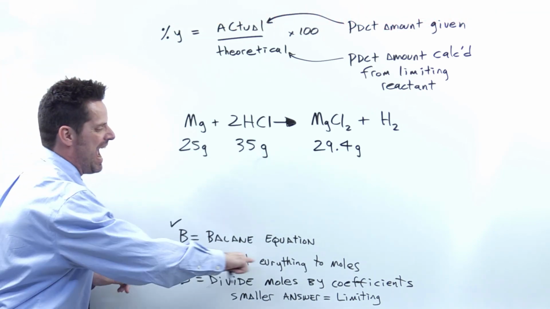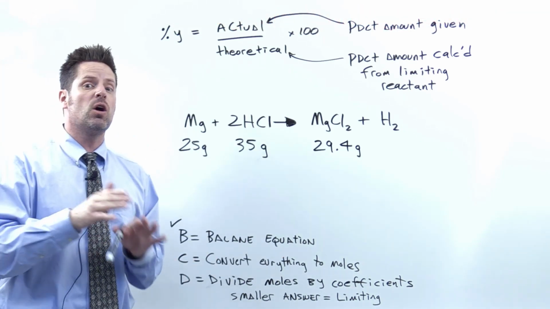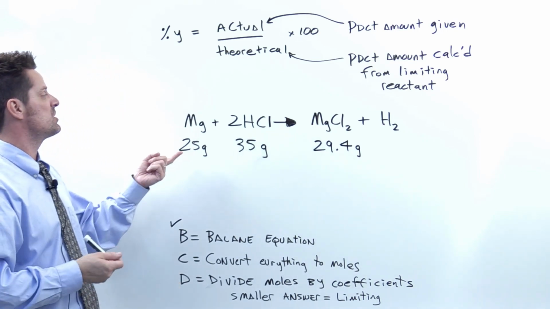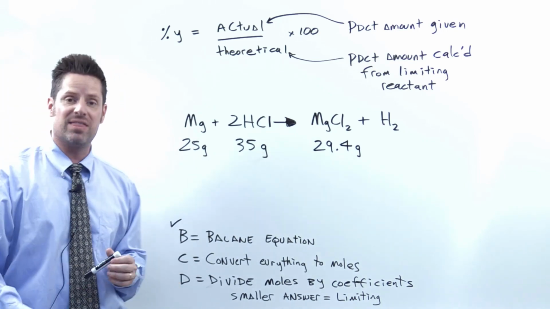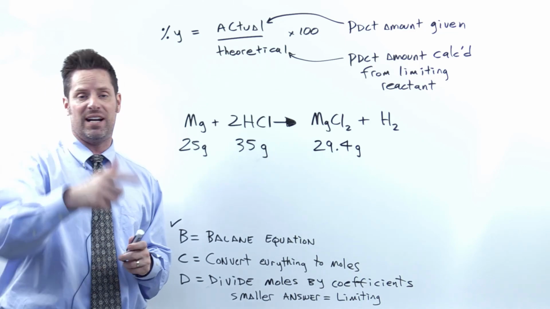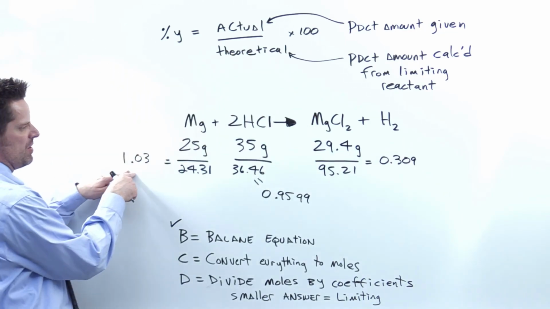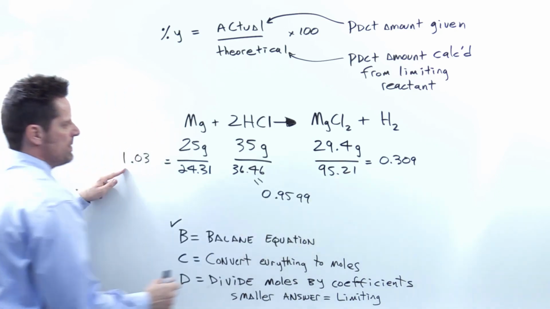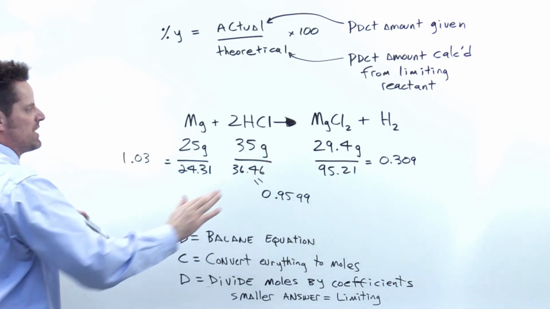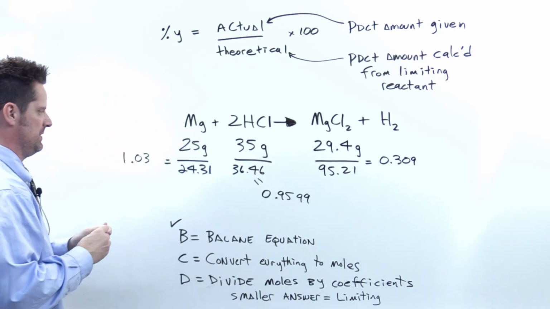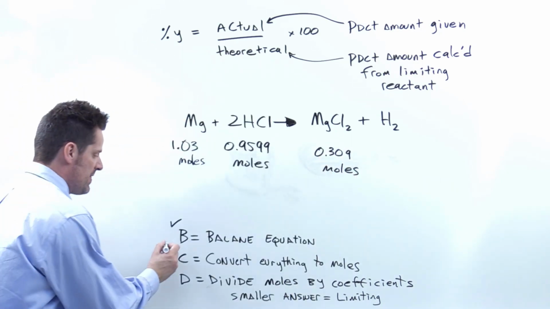C is convert everything to moles. Now, I'm not going to go into that in detail. Suffice it to say, we just divide each of these masses by their molecular or atomic weights provided in the question. And if we do this, we end up getting the mole amounts shown right here. So I'm going to erase all of these gram amounts and just replace them with their mole amounts. We're now done then with step C.